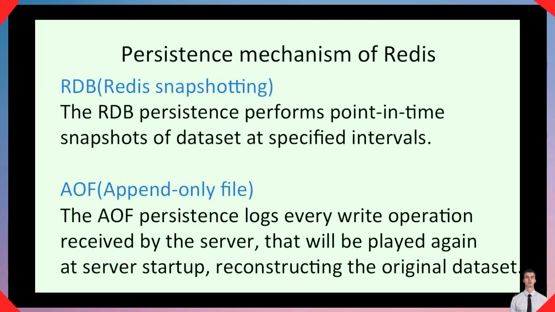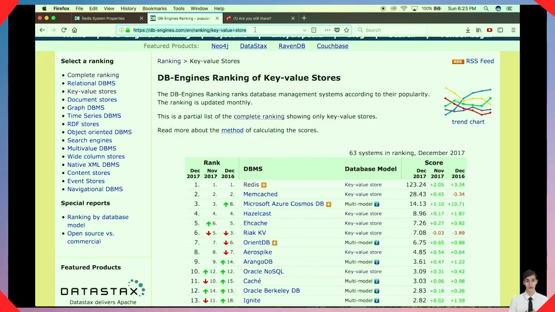The persistence mechanisms of Redis: one is RDB, Redis snapshotting, and another is AOF, append only file. The RDB persistence performs point-in-time snapshots of data sets at specified intervals. AOF persistence logs every write operation received by the server that will be played again at server startup, reconstructing the original dataset. As per DB-Engines, the topmost key-value database is Redis.